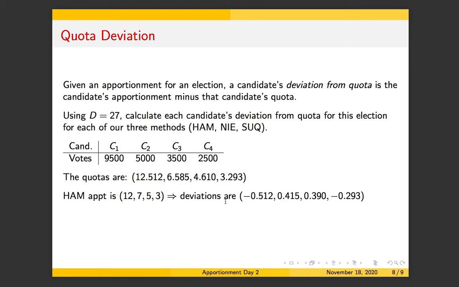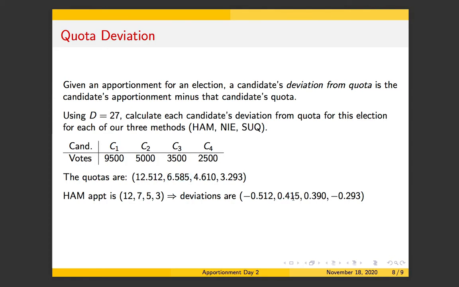Okay, so here are the quota deviations, deviations from quota. So the raw math says that candidate 1 is owed 12.512 delegates. But she only gets 12 delegates. She gets less than her quota, less than what the math says she is owed. And how much less? 0.512. Take your apportionment value minus your quota value. So she gets roughly half a delegate less than what she is entitled to. On the other hand, candidate 2 gets 7 but was entitled to 6.585. So she gets an additional 0.415 delegates.